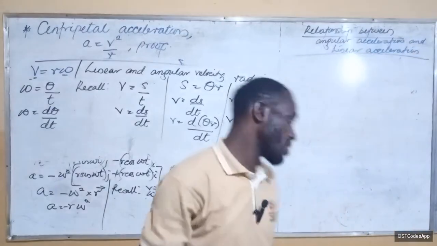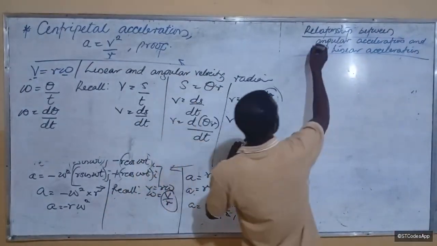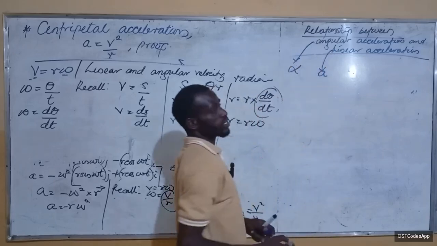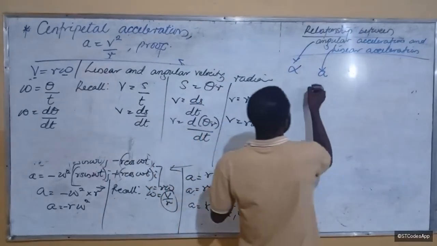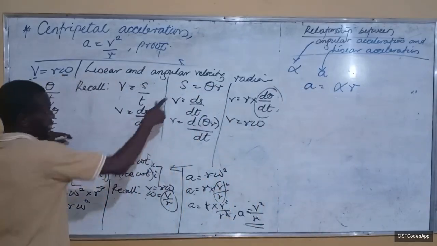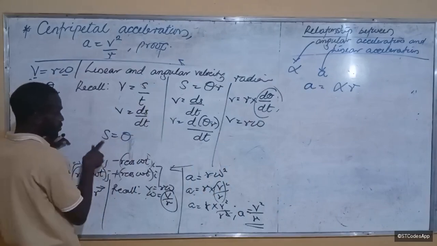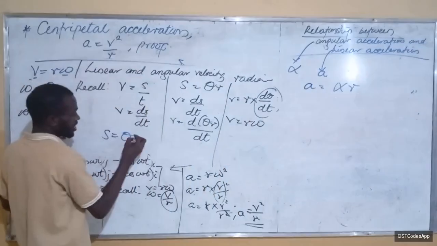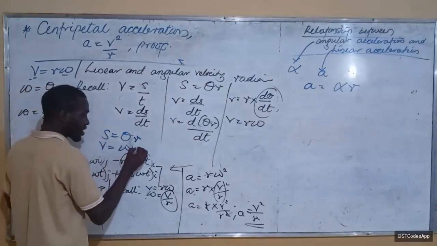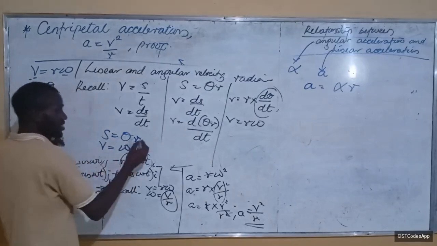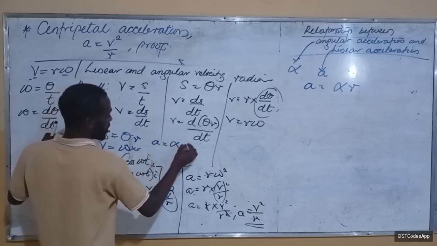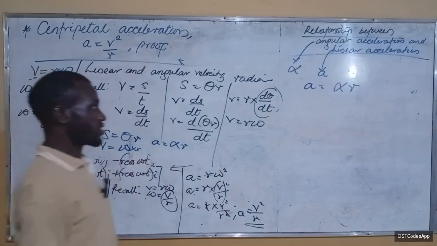Okay, so now what is angular acceleration? This one is denoted by alpha. Linear is denoted by A. What's the relationship between them? You must have seen it before, that A equals alpha R. Just the same way, linear displacement S is angular displacement times R, and linear velocity is angular velocity times R, omega times R. The same way, linear acceleration is angular acceleration times R. But let me quickly prove that to you.